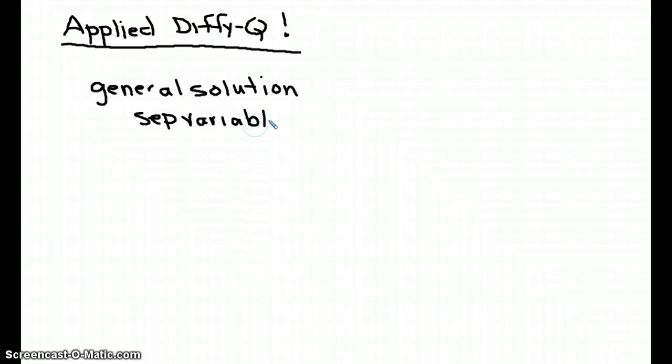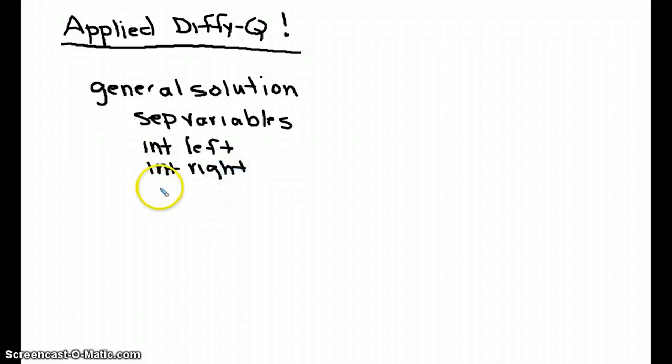All right? And so remember, that means you get all of your x's and dx's on one side and all of the y's and the dy's on the other. And the dx and the dy have to be in the numerator. They can't be in the denominator. Then you integrate the left. You integrate the right. You put plus C somewhere and walk away.